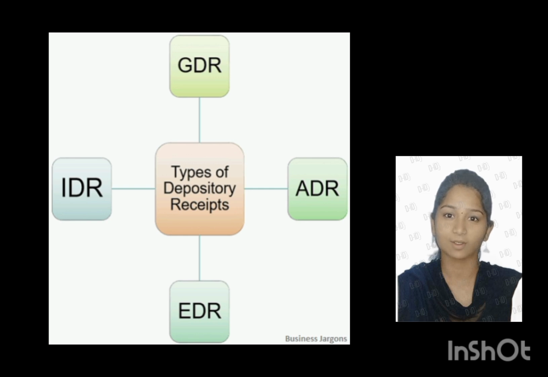Those are American depository receipts, global depository receipts, European depository receipts, Luxembourg depository receipts, Indian depository receipts. So the American depository receipts are traded on US stock exchanges and global depository receipts are traded in multiple countries. European depository receipts are traded in European countries, Luxembourg depository receipts are traded in Luxembourg, Indian depository receipts are traded in India. So we are going to talk about global depository receipts, which are traded in multiple countries.